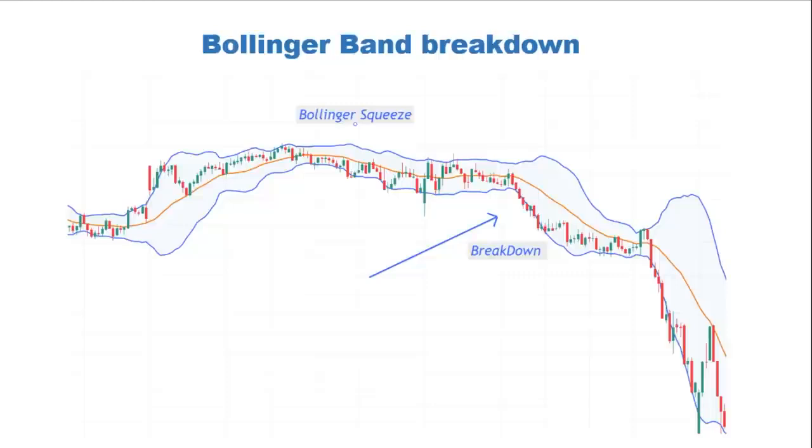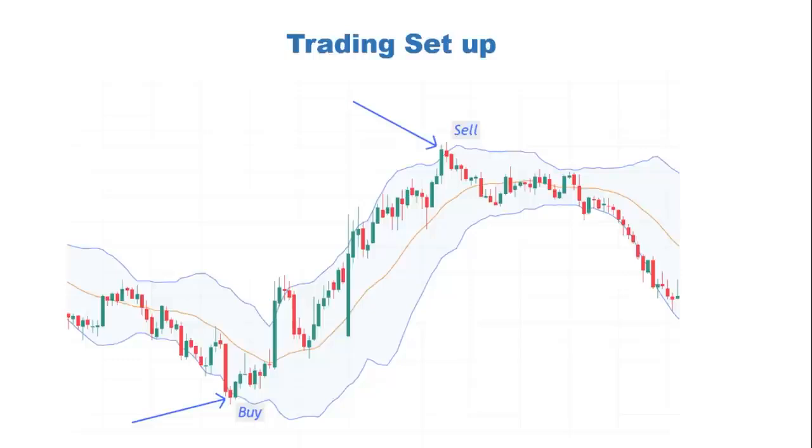This is the example for the Bollinger Band breakdown. See here, we can see that the price is getting skewed, and after that the price is breaking down. That is, price is breaking the support level and falling down. Till now we have seen what is Bollinger Band, that is upper Bollinger Band and lower Bollinger Band. The upper Bollinger Band can act as a resistance zone and the lower Bollinger Band can act as a support zone.